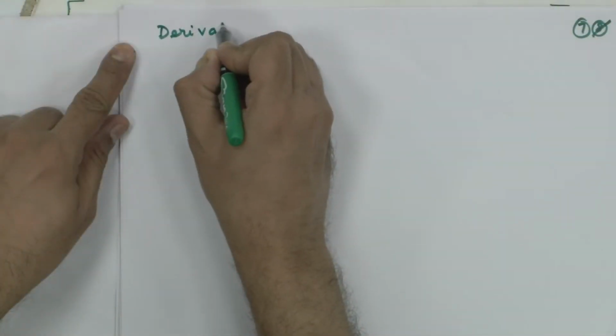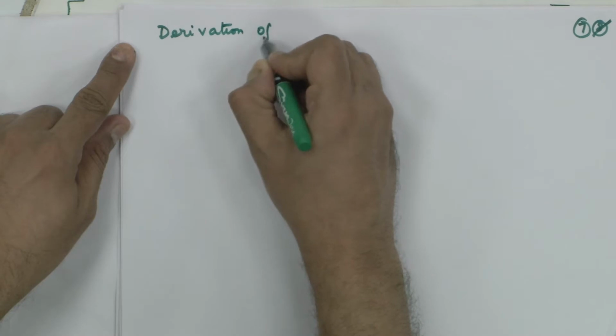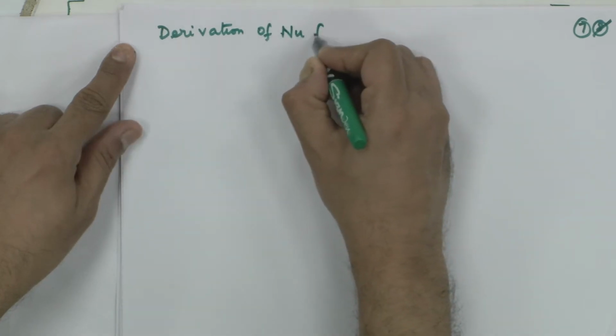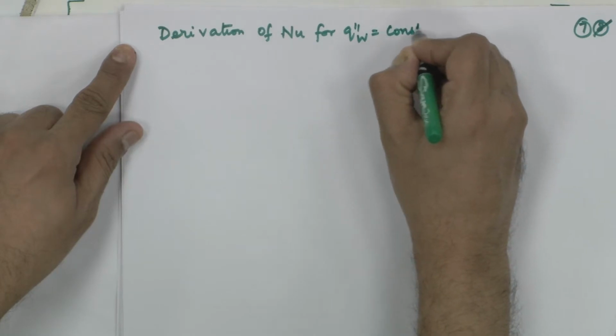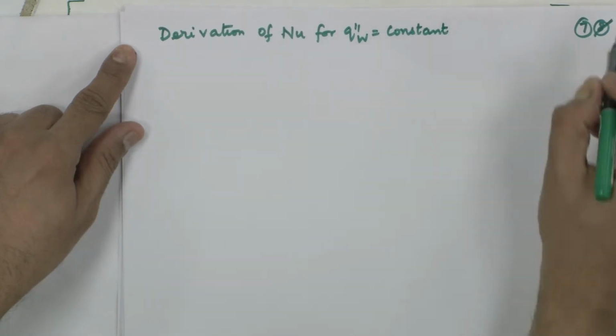In this module, we are going to start the derivation for the Nusselt number for a constant wall heat flux boundary condition. So, the main agenda of the next module is the derivation of the Nusselt number for the constant wall heat flux case for flow through a circular pipe.